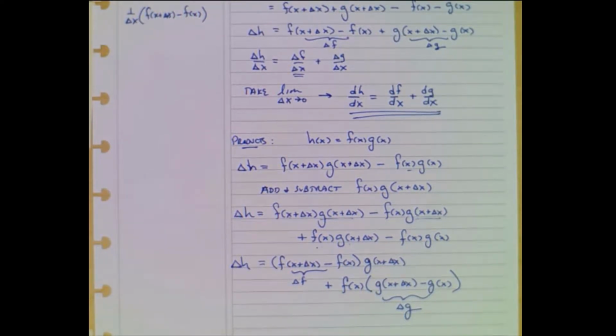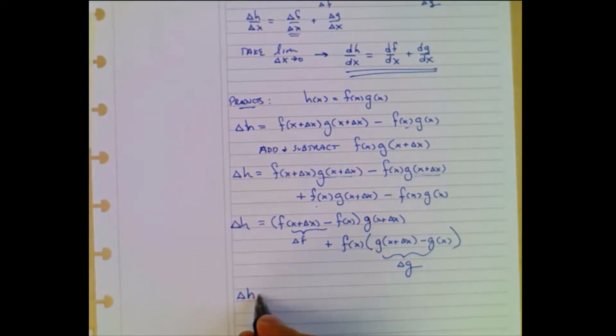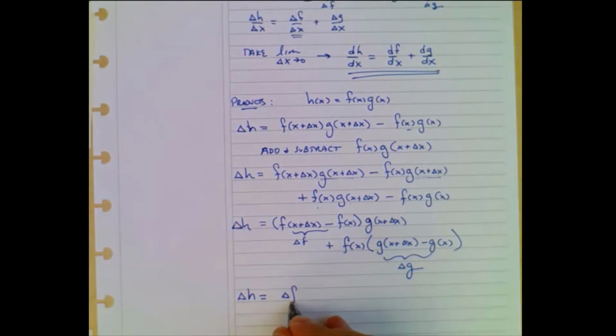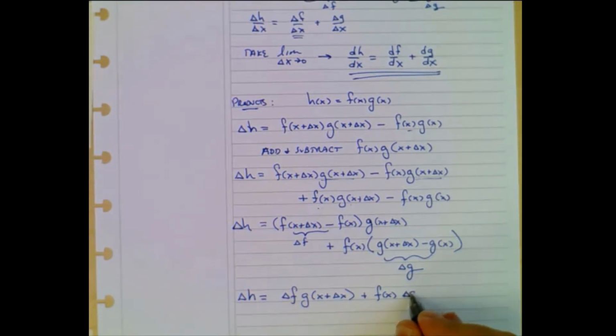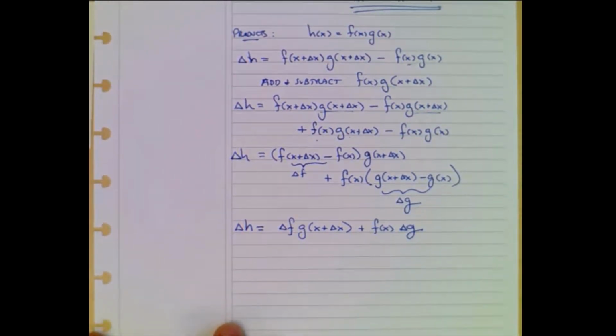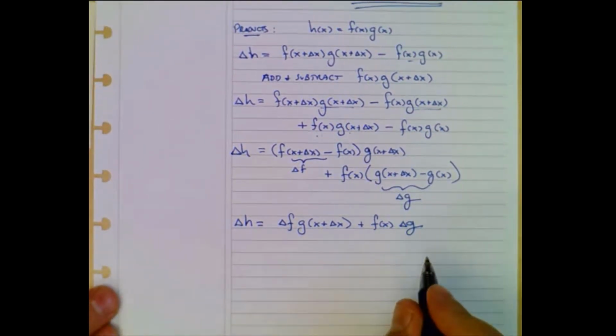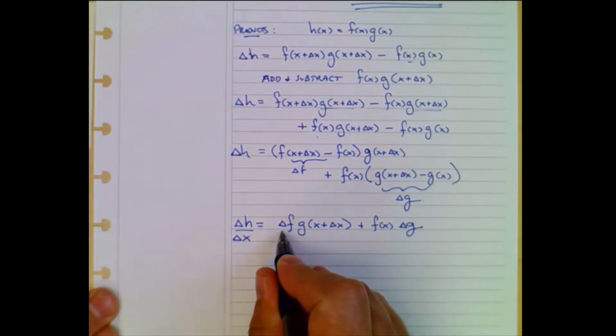So, just to simplify, I've got delta h equals delta f times g of x plus delta x plus f of x times delta g. Okay? Doesn't quite look symmetric, but that's fine, because now what we're going to do is divide both sides by delta x.